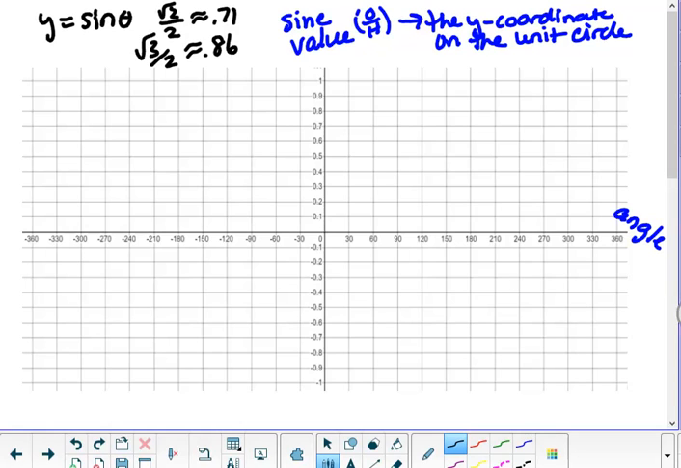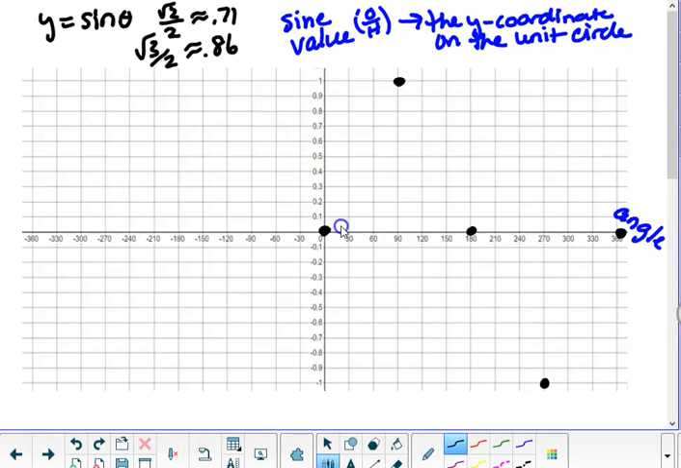Okay, so let's start with the biggies. At 0 degrees, the y-coordinate is 0 on the unit circle. And at 360, we're back to 0. And at 180, it's 0. Okay, so we're 0 all three places there. Where do we get up to the high point of 1? 90 degrees. At 90 degrees, the y-coordinate is 1. What happens to the y-coordinate at 270? It gets down to negative 1.